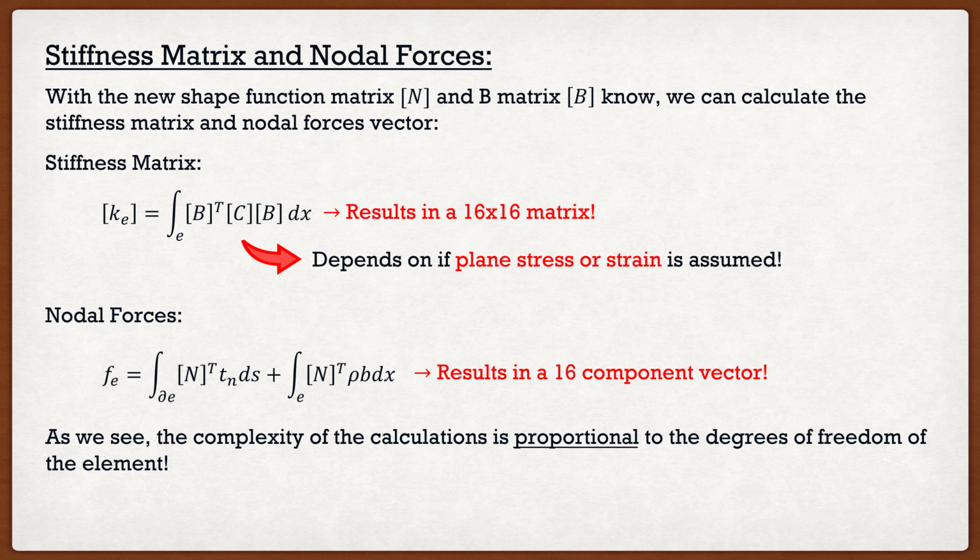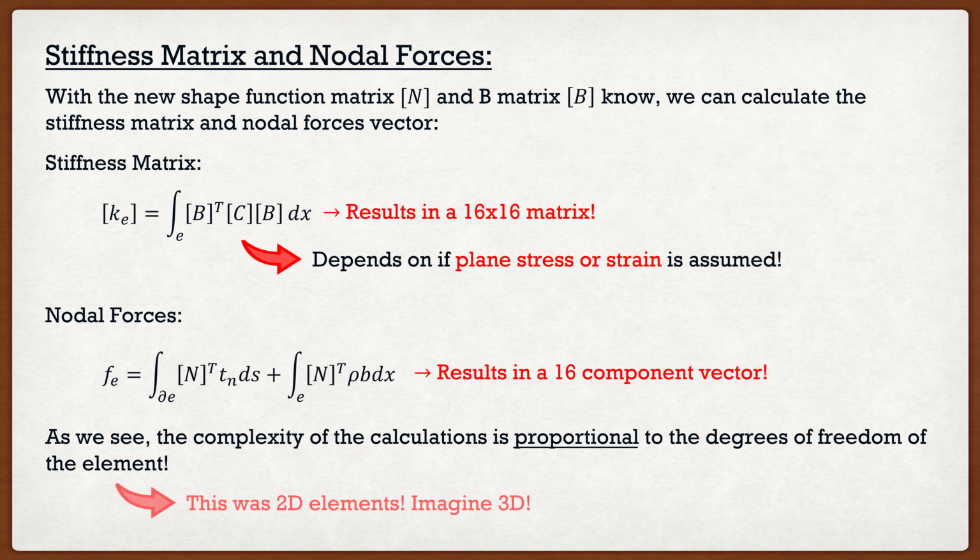So the degrees of freedom of the nodes in 2D are always 2. We have a horizontal direction as well as a vertical direction. But the element itself has to take into account the fact that we don't just have one node, we have many nodes. So for example, the quadrilateral element we just discussed has 8 nodes, and each node has 2 degrees of freedom. Therefore, the element actually has 16 degrees of freedom. And as such, the stiffness matrix is 16 by 16.